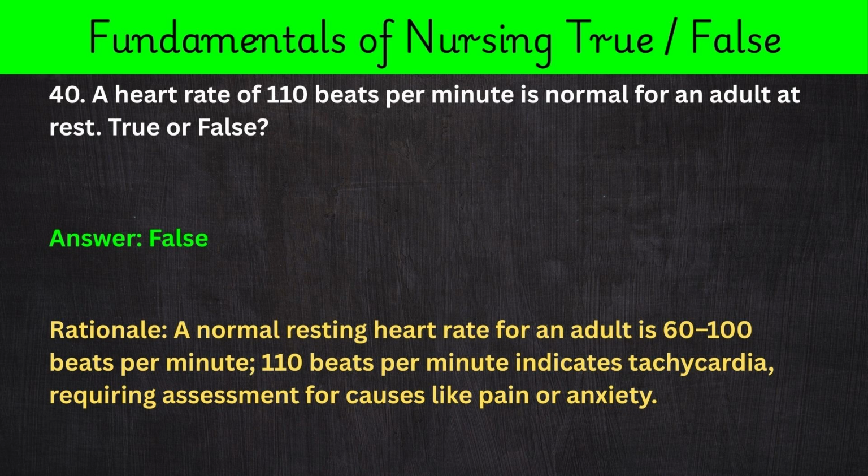40. A heart rate of 110 beats per minute is normal for an adult at rest. True or false? Answer: false. Rationale: a normal resting heart rate for an adult is 60 to 100 beats per minute. 110 beats per minute indicates tachycardia, requiring assessment for causes like pain or anxiety.